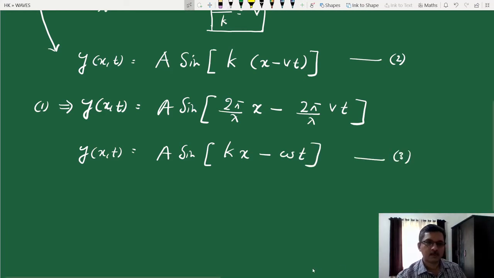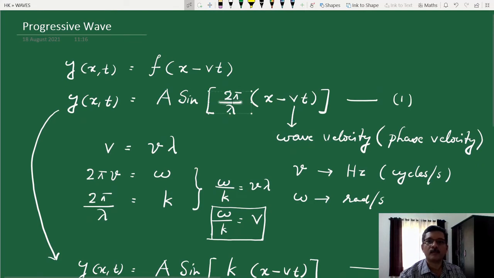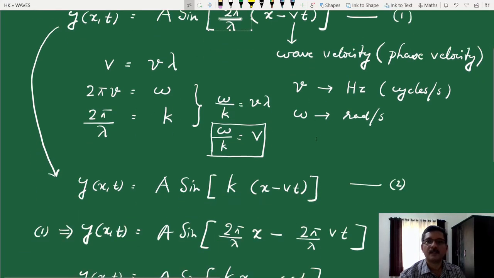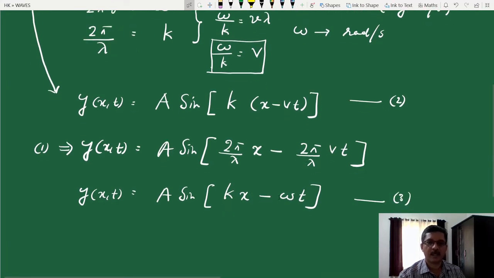So this is also a commonly used form to describe a progressive wave moving along plus x direction, a sine kx minus omega t. So either equation 1, 2 pi by lambda times x minus vt, or equation 2, k times x minus vt, or equation 3, kx minus omega t. Any of these equations can be used to represent a progressive wave along the plus x direction.